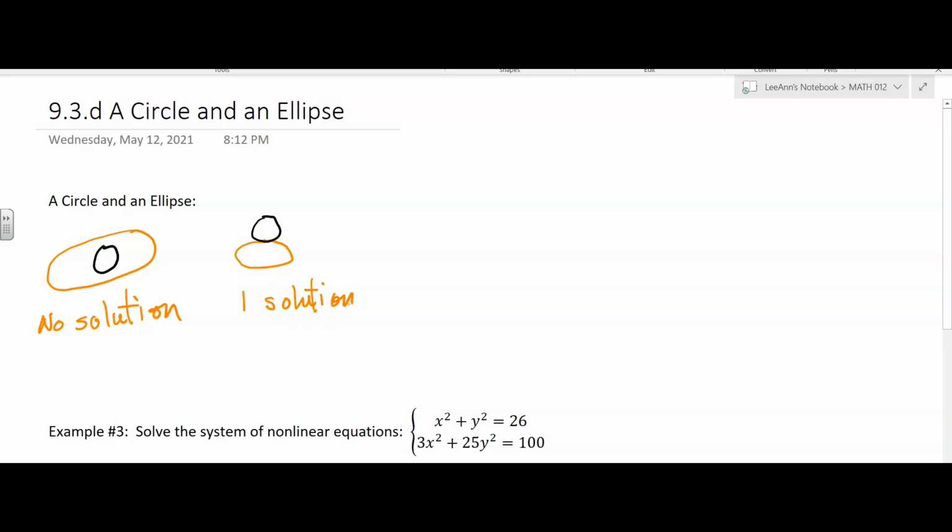And then you could have a circle, and then maybe the ellipse goes like this. That's a better ellipse. Okay, and then you see there are two solutions.